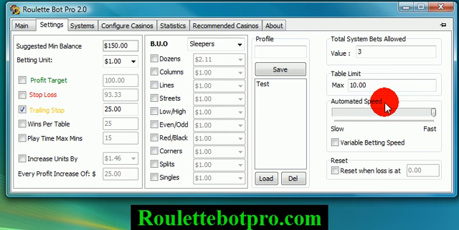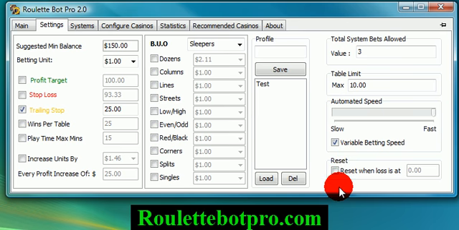Automated speed. This is for all casinos and will adjust the speed of the spins in semi-automatic and automatic mode. You just slide that there like that. You can leave it in the middle for medium speed, fast speed. Variable betting speed. If you check this box, it will spin at variable speeds, sometimes fast, sometimes slow, sometimes medium.